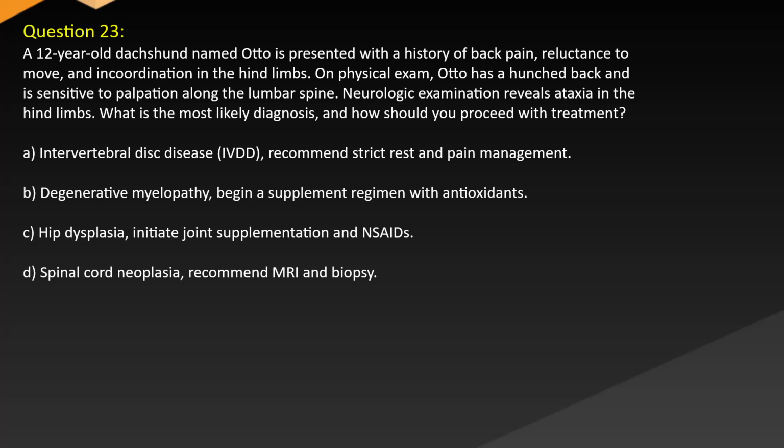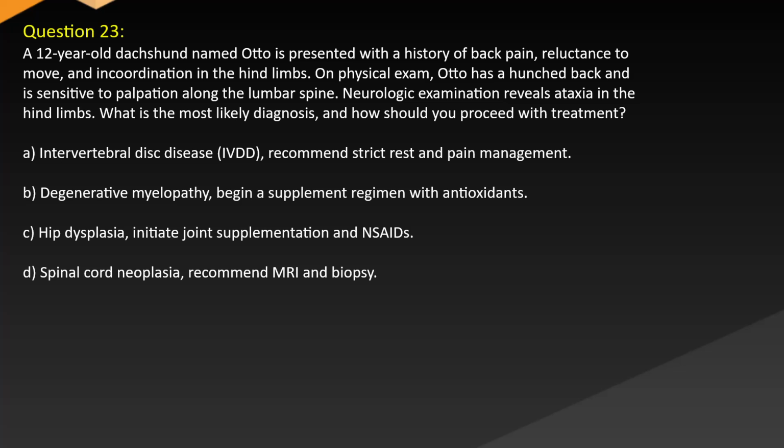Question 23. A 12-year-old Dachshund named Otto is presented with a history of back pain, reluctance to move, and incoordination in the hind limbs. On physical exam, Otto has a hunched back and is sensitive to palpation along the lumbar spine. Neurologic examination reveals ataxia in the hind limbs. What is the most likely diagnosis and how should you proceed with treatment?